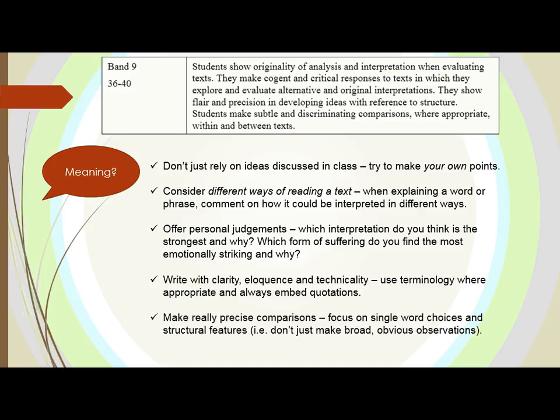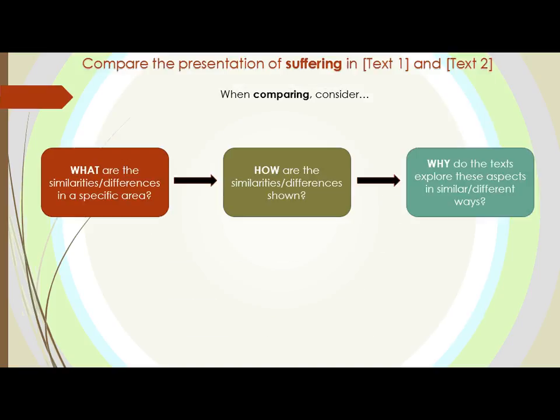Lastly, about making subtle and discriminating comparisons. This means making really precise comparisons. Focus on single word choices and structural features. So while in your introduction you may say something about how one poem shows one person suffering and the prose text shows multiple suffering, don't just do that in your whole essay. Try and pick out a particular adjective perhaps to describe the suffering and comment on how that's different to one of the other texts where you get a different sense of how people are suffering. This will show that you really are able to look at details in a text.